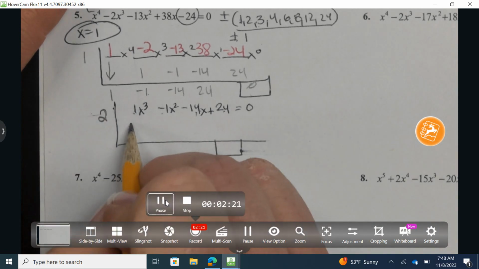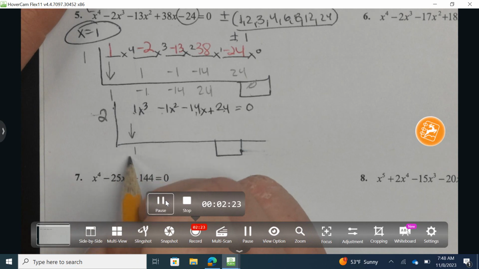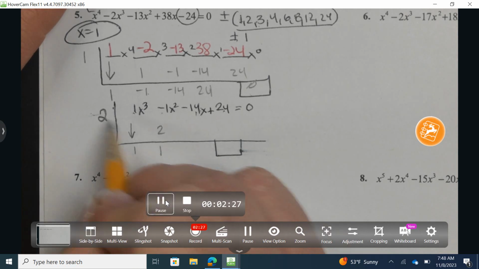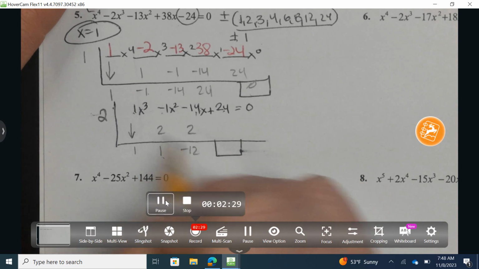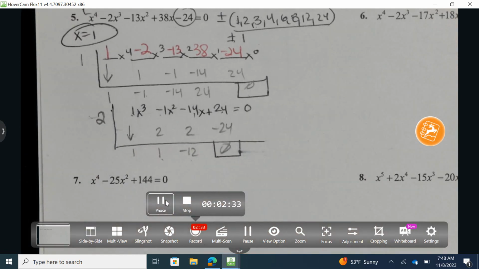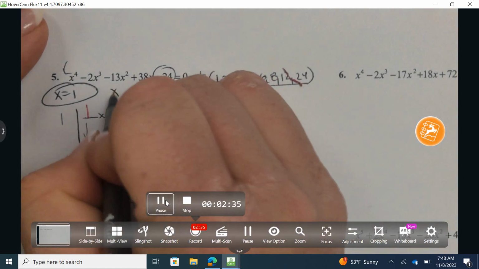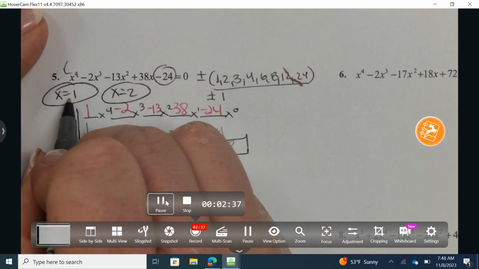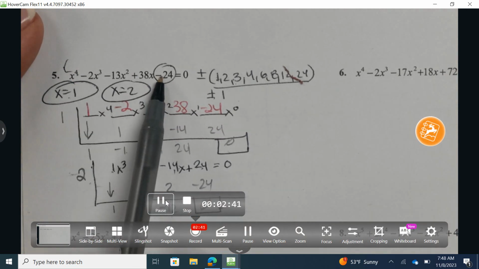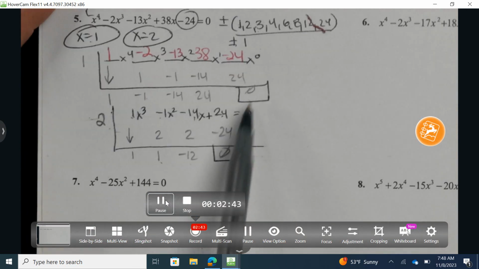So let's try 2. Bring down the first number, drop down, and now multiply, add down, multiply, add down, multiply, add down. Hey, this works. 2 works. So another solution is x equals 2. Of the 4, I have 2 of them. Again, this means if I plug in 1 or 2 into this polynomial equation, the result is 0.